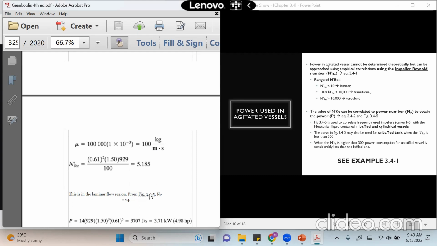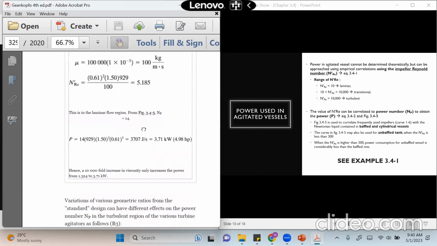Okay, so again, I use the same curve, curve 1, because it's a flat blade turbine. I have 6 blades, the dA over W is 5, the dT over J is 12. All requirements are met, so I can use curve 1. Then from figure 5, I can find the NP is 14. Again, I put all the known numbers here, then I know that the power is 5 horsepower. So as you can see here, the higher the viscosity of the fluid, the higher the power required.